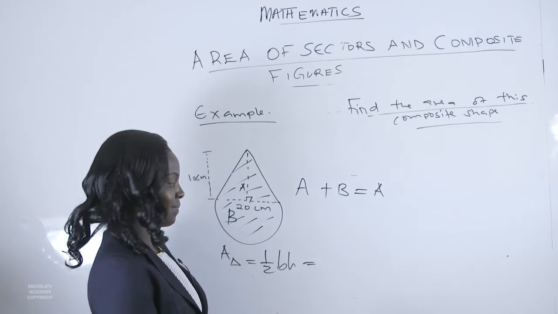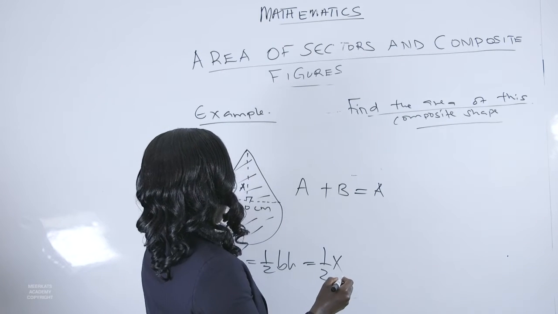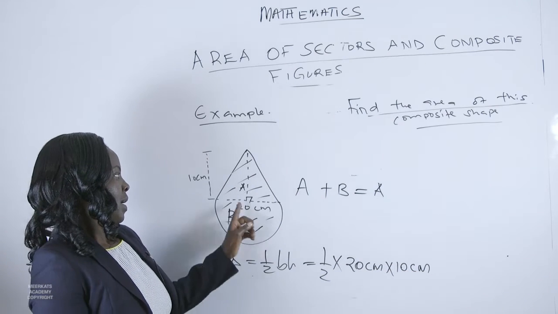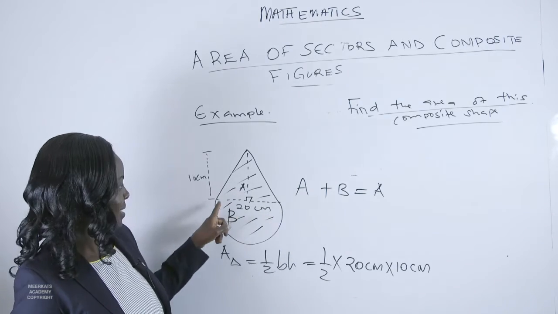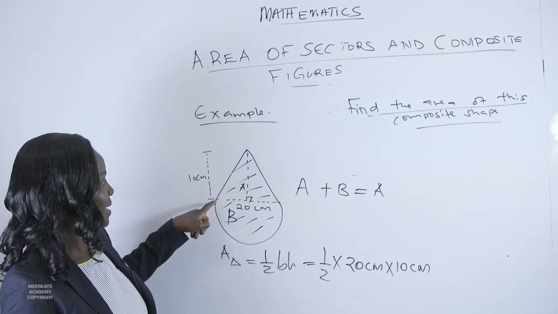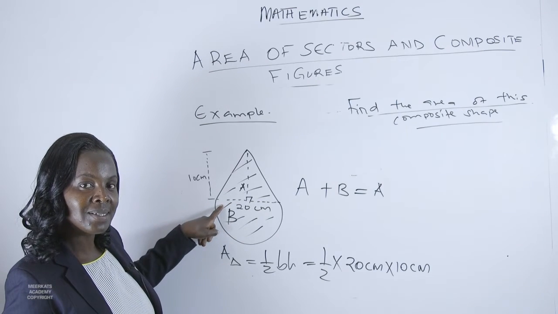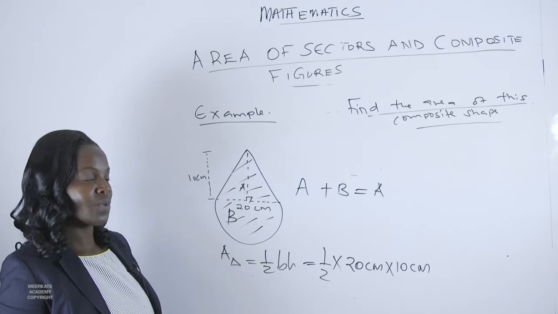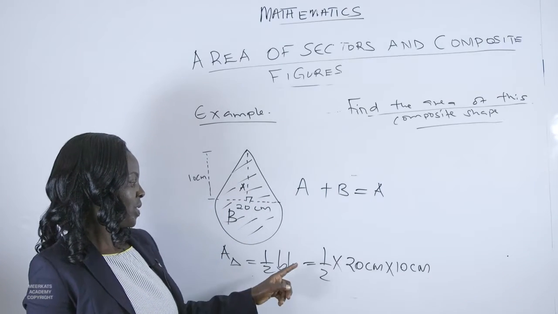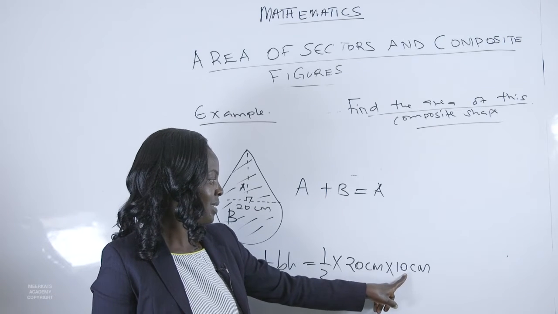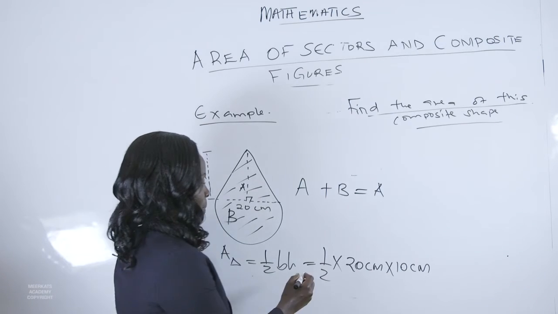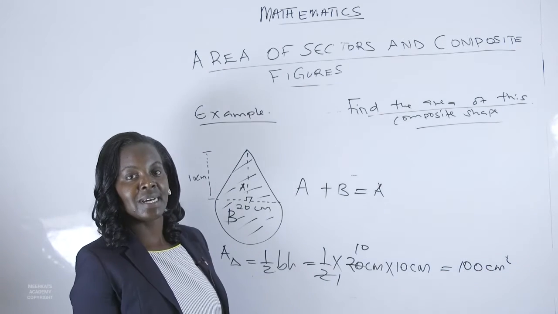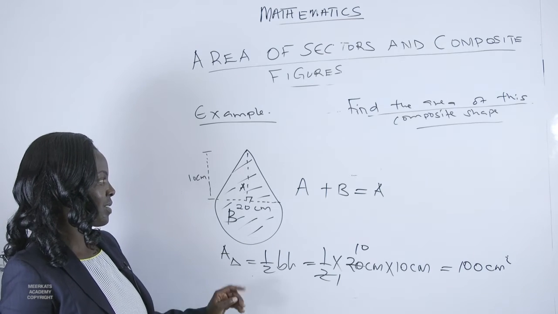Let us substitute in our formula. A half times 20, which is the base. You realize that this is a common length. It is the base of the triangle as well as it is the diameter of the semicircle. So they share. It's a common length. So I have 20, which is the base, times the height, which is 10. And that will give us 100 square centimeters. That is for the triangle.